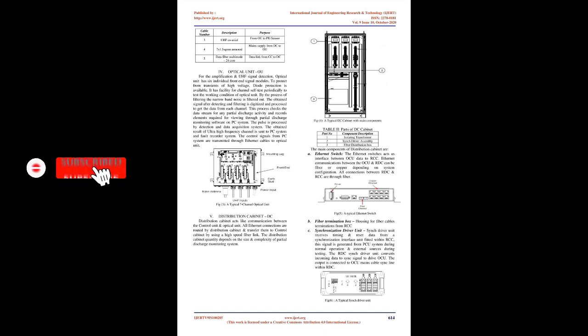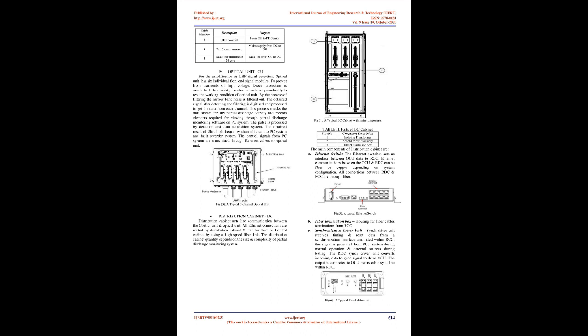4. Optical unit, OU. For the amplification and UHF signal detection, the optical unit has 6 individual front-end signal modules. To protect from transients of high voltage, diode protection is available. It has a facility for channel self-test periodically to test the working condition of the optical unit. By the process of filtering, the narrow band noise is filtered out. The obtained signal after detecting and filtering is digitized and processed to get the data from each channel.